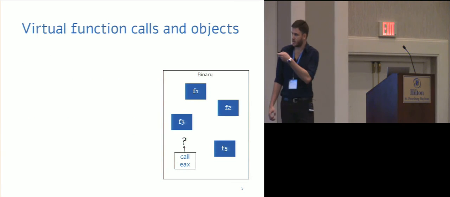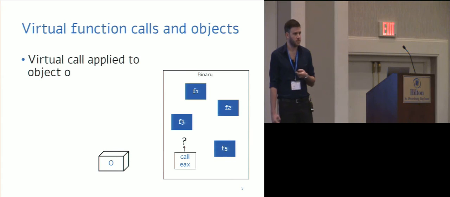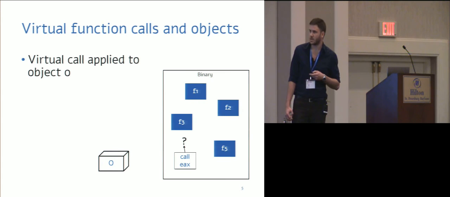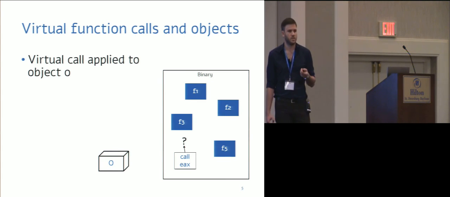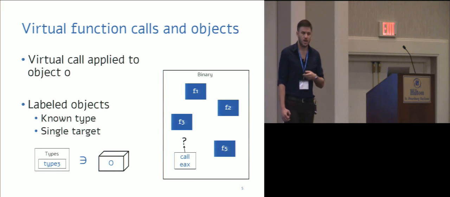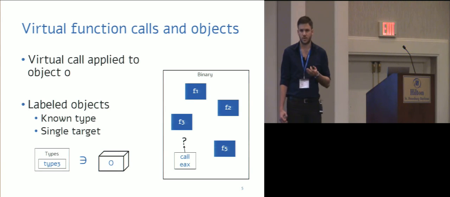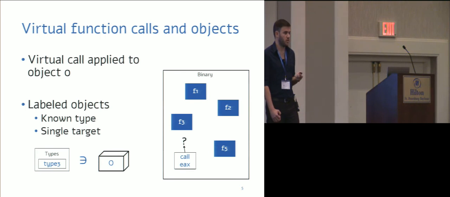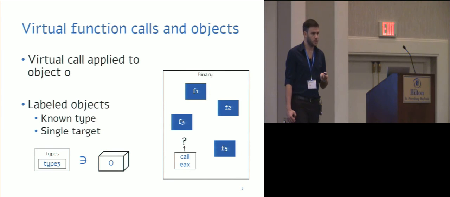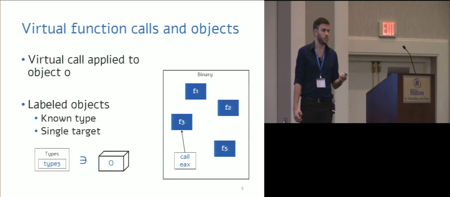So if we have the same situation as before, and let's say that O is the object used in that virtual call, we have two cases we have to consider. In the first one, in the lucky case, we can statically determine the type of the object, for example, if it was recently initialized. And that object, we're going to refer to it as a labeled object, which means that it has a known type, and therefore only a single possible target.